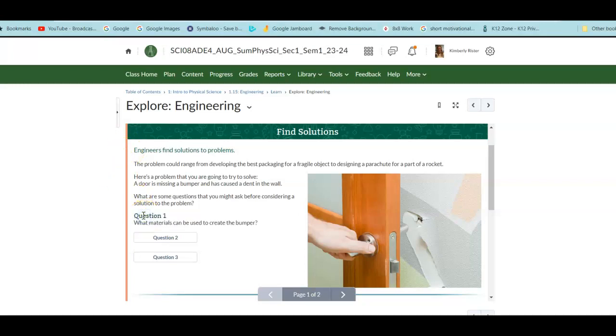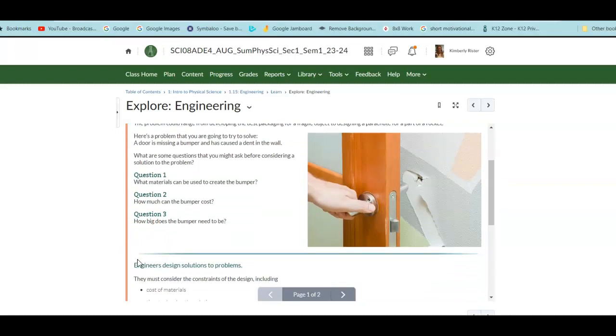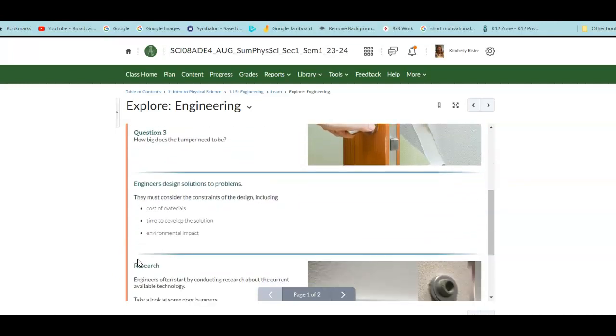So here are some examples. What materials can be used? How much can it cost? And how big does it need to be? Those are some things that we want to consider. Engineers design solutions to problems. They must consider the constraints of the design. So this is where your guiding question number 1 is answered. They need to consider the cost of the materials, time to develop the solution, and environmental impact.